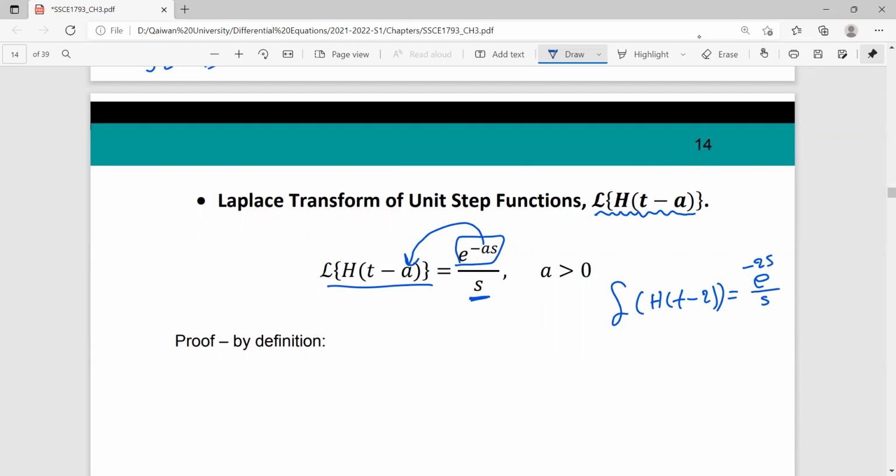That's all. How about the Laplace transform of h of t minus 7? It equals e to the power minus 7s divided by s. That's negative. No, it's always negative. Look, it's negative.